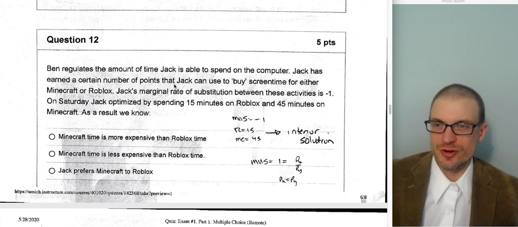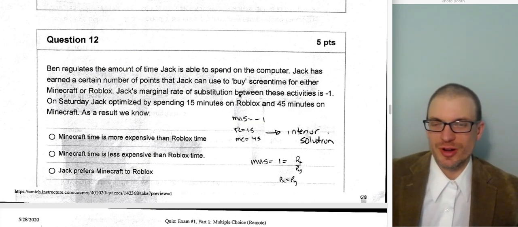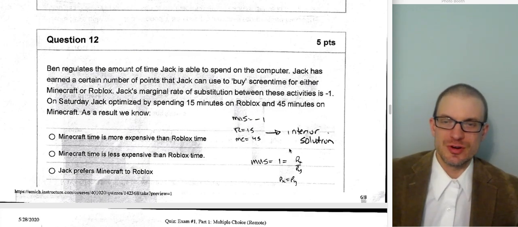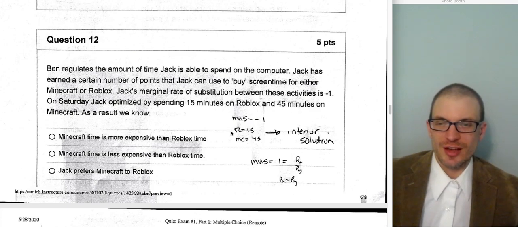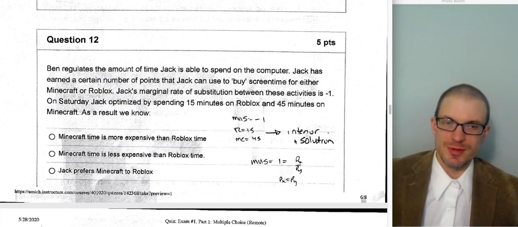Jack has earned a certain number of points that Jack can use to buy screen time for either Minecraft or Roblox. Jack's marginal rate of substitution between these activities is 1. On Saturday, Jack optimized by spending 15 minutes on Roblox, 45 minutes on Minecraft. As a result, well, this is an interior solution. The MRS is 1. Jack's got a positive amount of both goods. It's got to be an interior solution.